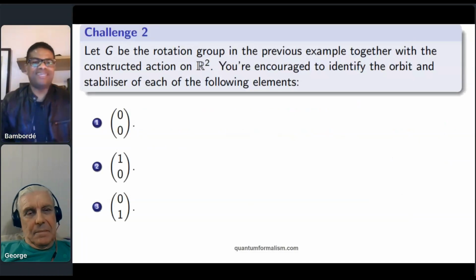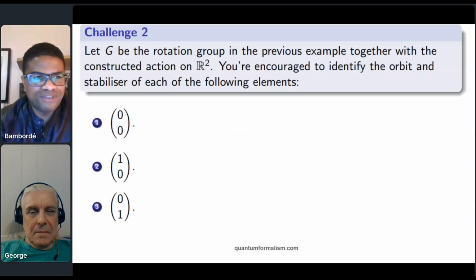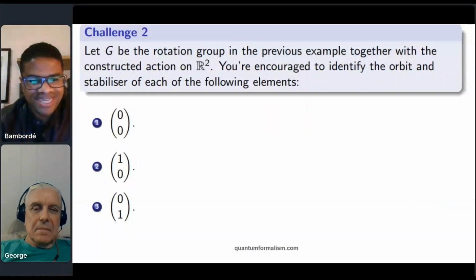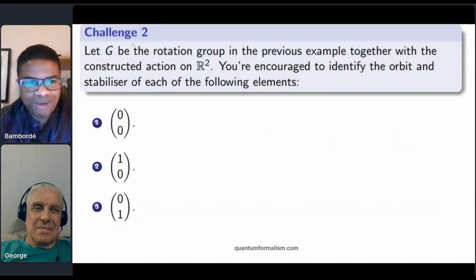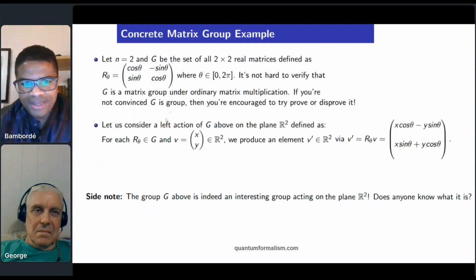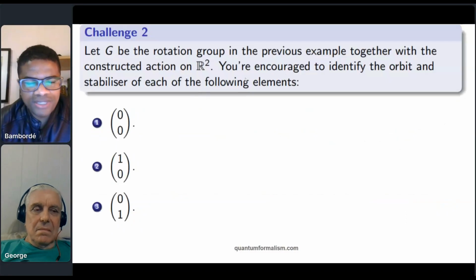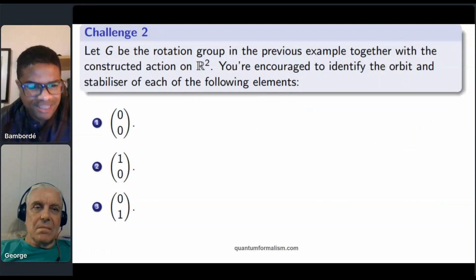And now here's an interesting challenge. This might be a trivial challenge for most of you as well, but I challenge you to try to do this to see what's happening. To play with it, consider G to be the group, the rotation group that we defined previously. The challenge is, you are encouraged to identify the orbit for these elements. I guess this is straightforward. The orbit for 0, the stabilizer, and so on.